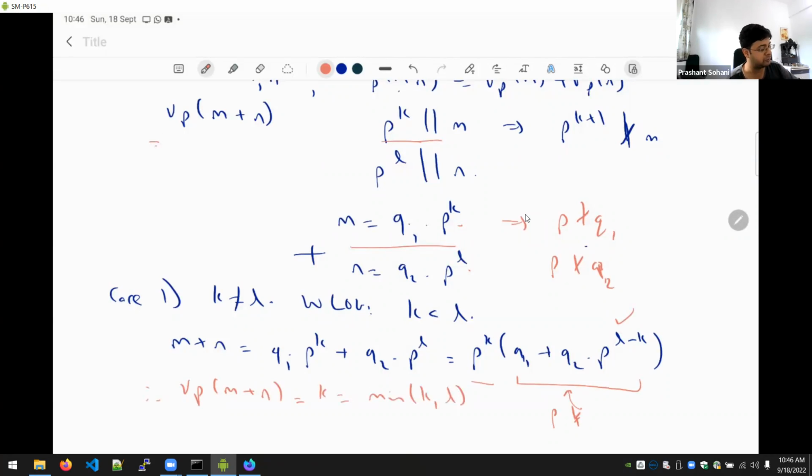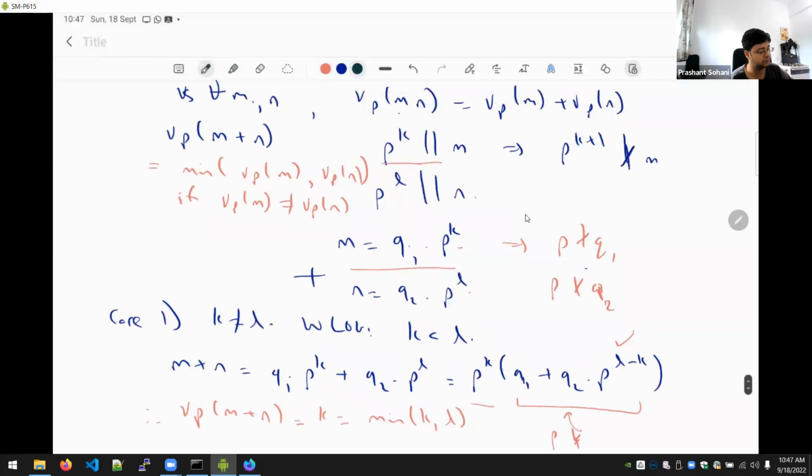Okay, so Vp of m plus n is the minimum of Vp of m and Vp of n if the two are not equal. But what will happen if they are equal?